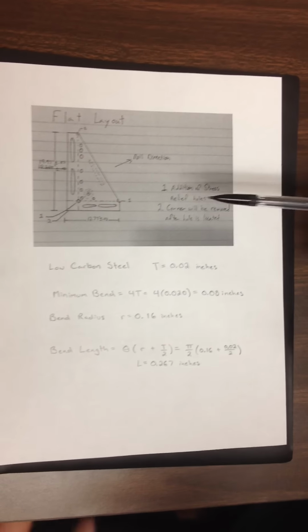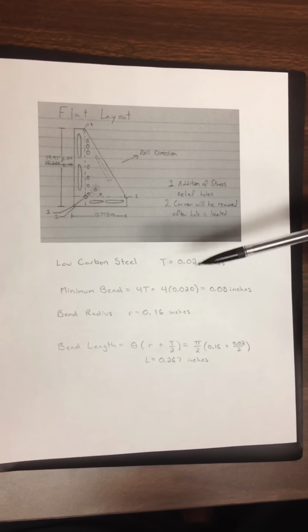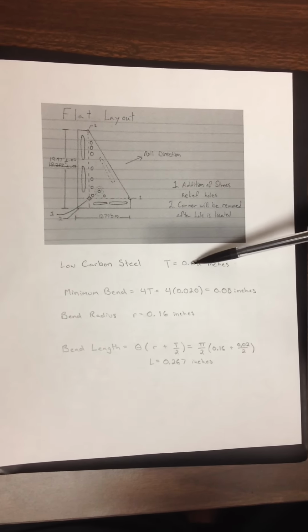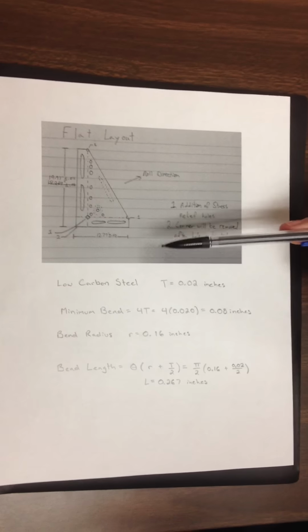Okay, so for designing this part, we decided to use low carbon steel because it's cheap, and for low carbon steel we have a thickness of 0.02 inches. First of all, we need to design a flat layout for the part, which is how it will look before we bend the tabs up.